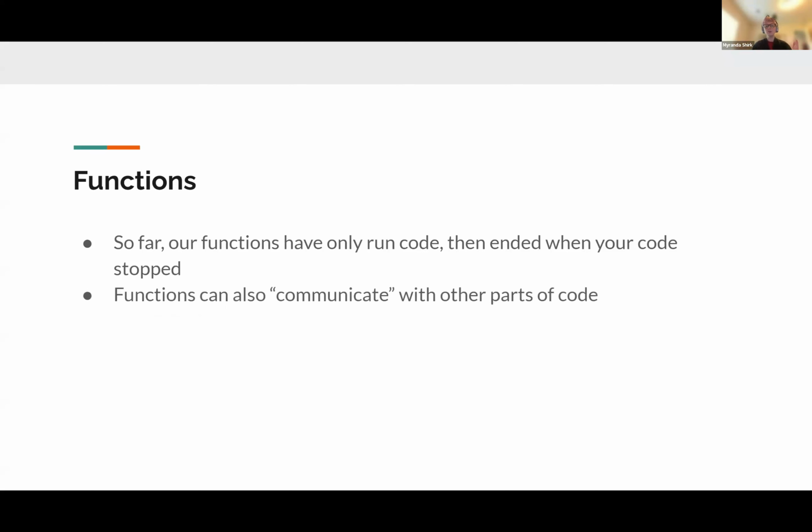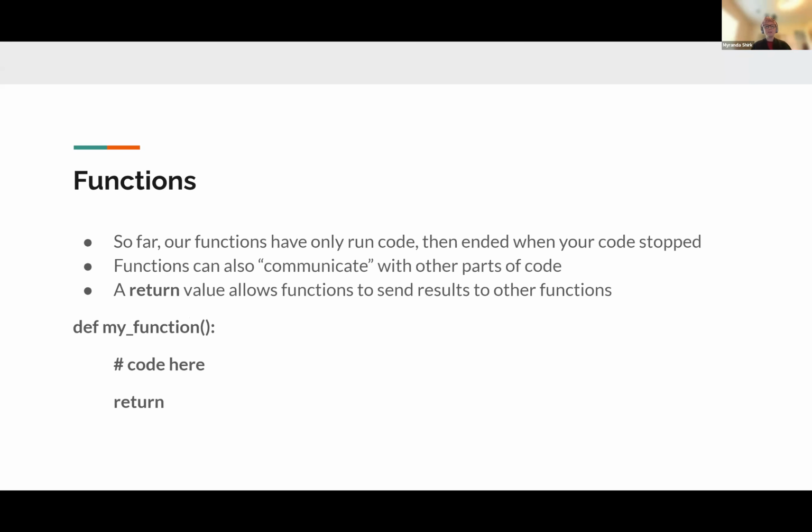Well, we can also have functions communicate with other parts of our code by what are called return statements. So a return statement allows functions to send the results to other functions or just to other bits of code within the same Python script. So this is called a return value. A return value can be empty, and this just says end. It's kind of just a way to say this is the end of my function.